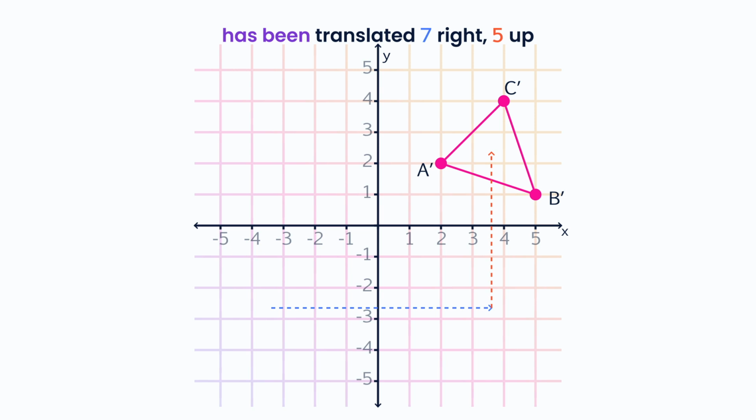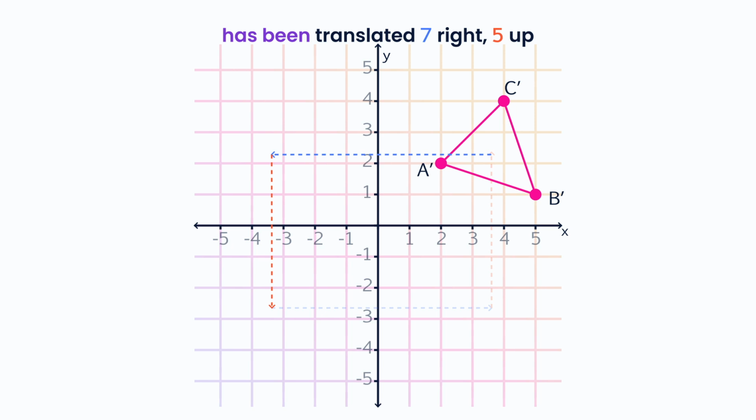The new triangle is 7 units right of the original. The reverse of this is moving 7 units left. Similarly, the new triangle is 5 units up. The reverse is 5 units down. This means you move the translated triangle A', B', C', 7 units left and 5 units down.